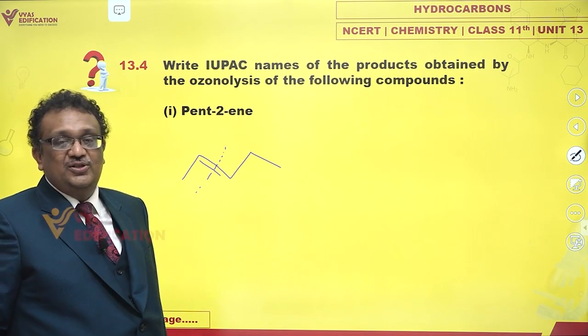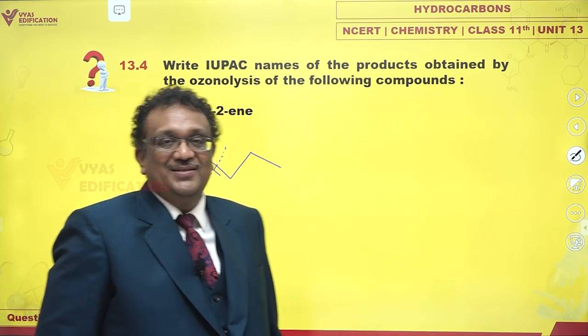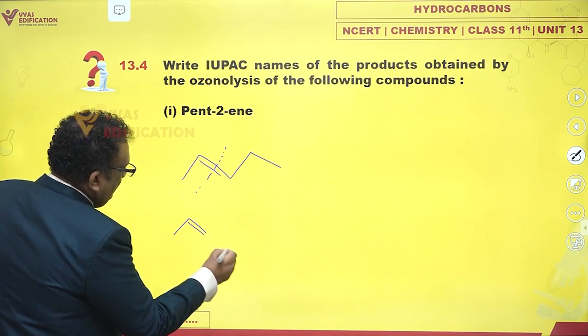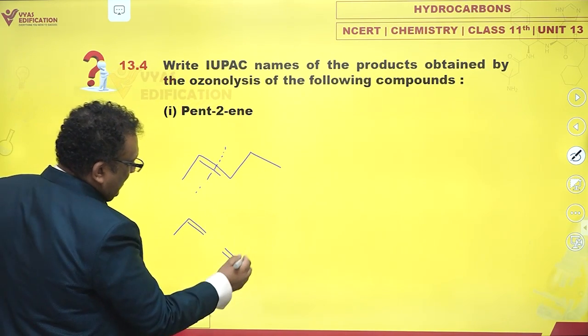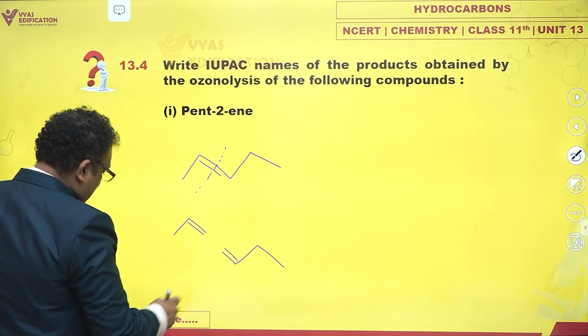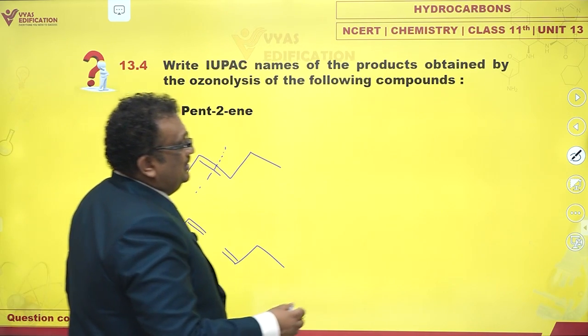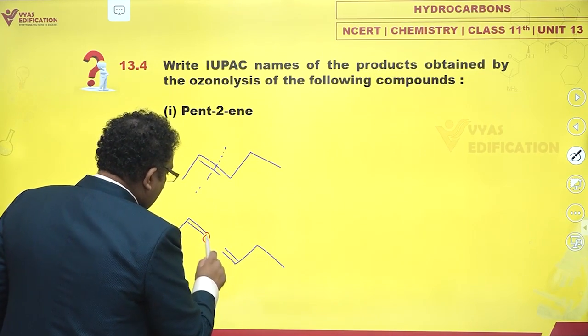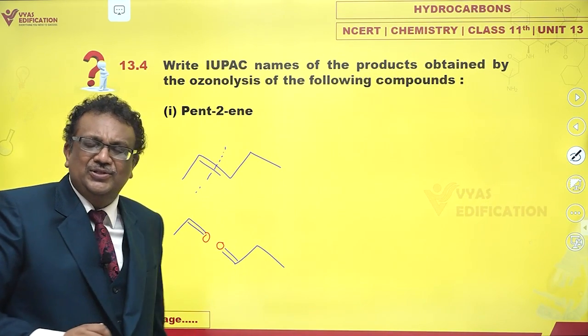On ozonolysis, this is what happens. You break the double bond. And what do you get? You should write it. Just separate them, put them a little far apart. And all you need to do is just attach oxygens here. That's all.